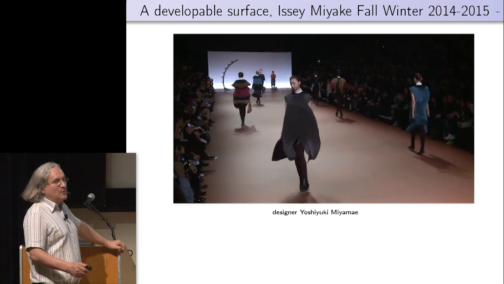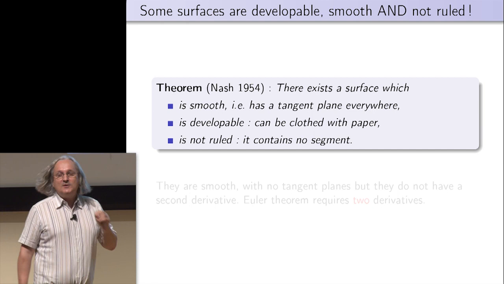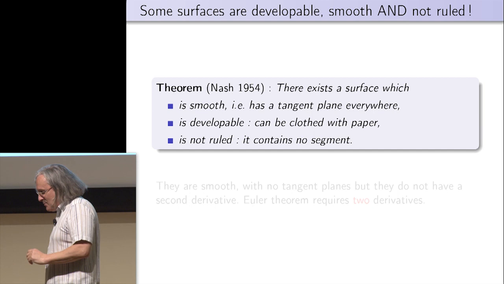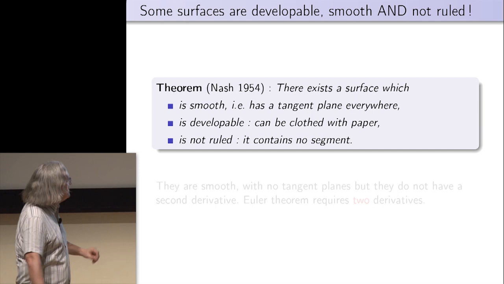Developable surfaces. Now, much later, in 1954, Nash proved a wonderful theorem. He improved the idea of Lebesgue. I told you Lebesgue found counterexamples to Euler, but his counterexamples were not smooth. They had no tangent planes. But Nash had the wonderful theorem that I state here.